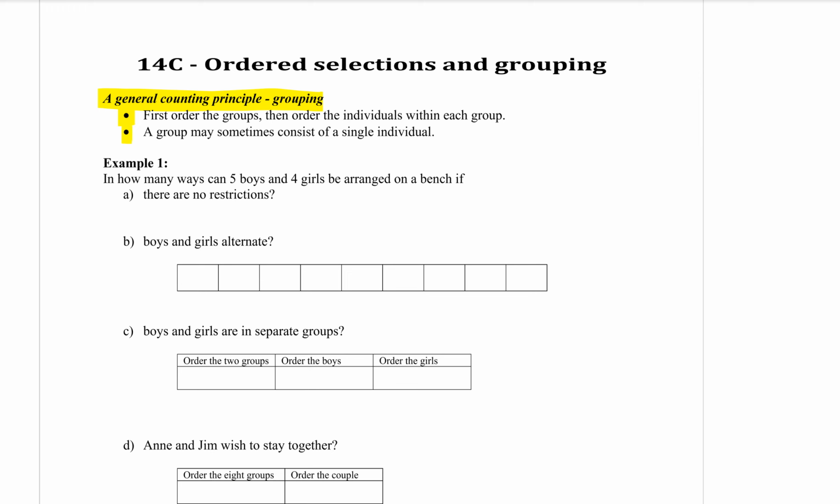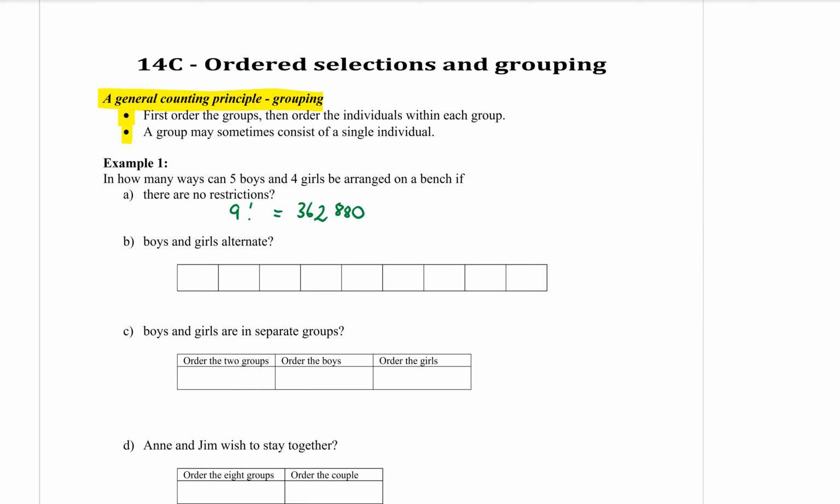So, examples. In how many ways can 5 boys and 4 girls be arranged on a bench if there are no restrictions? This is not new. I have 9 people there. It doesn't matter if they're boys and girls at this stage. 9 factorial. All I'm doing is putting 9 people in order. So 9 factorial, which is the same as 9P9, if you prefer that notation. So that is 362,880.